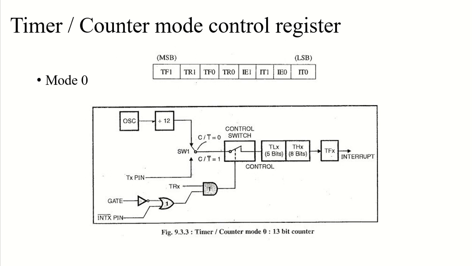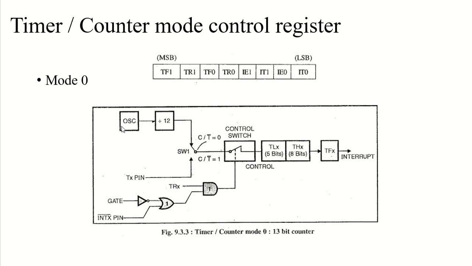Okay, so now moving towards the operations of timers, or shall I call it the modes of operation of the timer. Depending on the mode control bits M1 and M0 in the timer or counter mode control register, TMOD, you can update it in any of the four modes: M0, M1, M2, and M3. Or you can also call it mode 0, mode 1, mode 2, and mode 3. So now first let's see M0 or mode 0.